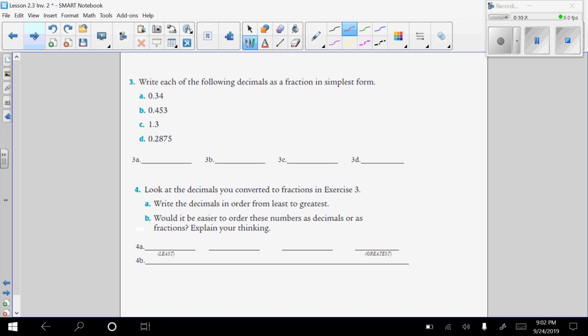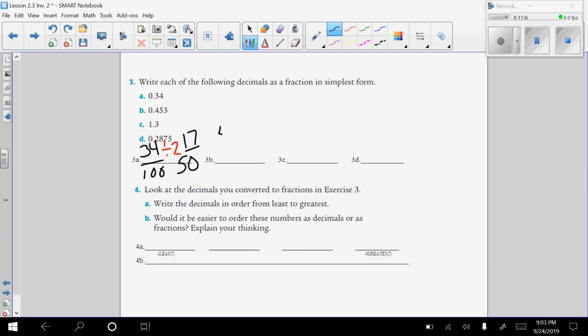Now let's see if we can write some decimals in simplest form. Remember, we have to make them as low as possible. The first one, for A, if we look at it, it is 34 hundredths. Remember, 2 spots after the decimal point, 2 zeros in my denominator. So 34 hundredths. Then I ask myself, can I simplify this? Well, yes, I can, because they both end in even numbers. So that means I can divide them both by 2. So I'm going to divide both by 2 and come up with 17 over 50.